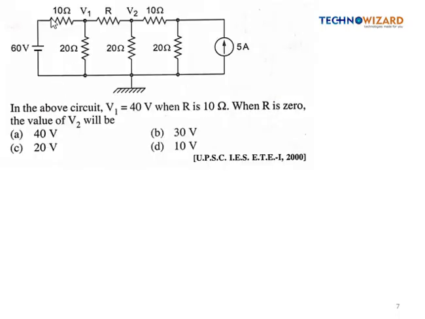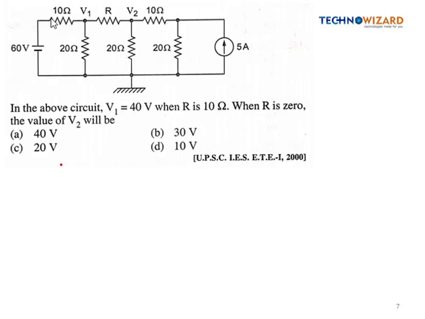So next question is this: in the above circuit, V1 is equal to 40 volt when R is 10 ohm. When R is 0, the value of V2 will be. So basically in this question it is given that V1 is 40 volt when resistance R is 10 ohm, right? So it is saying that when the resistance value is 0, it means when R is short circuited, we have to find out the value of V2.